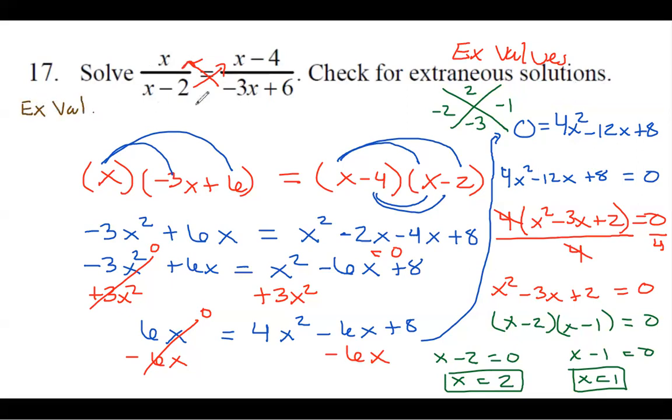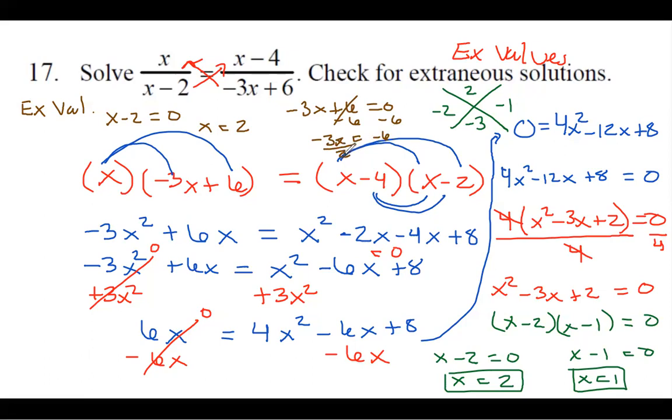So what's my first denominator? X minus 2. So my solution here is what? x equals 2. And the second one is negative 3x plus 6 equals 0. The two-step equation. So we can go ahead and subtract 6. Negative 3x equals negative 6.